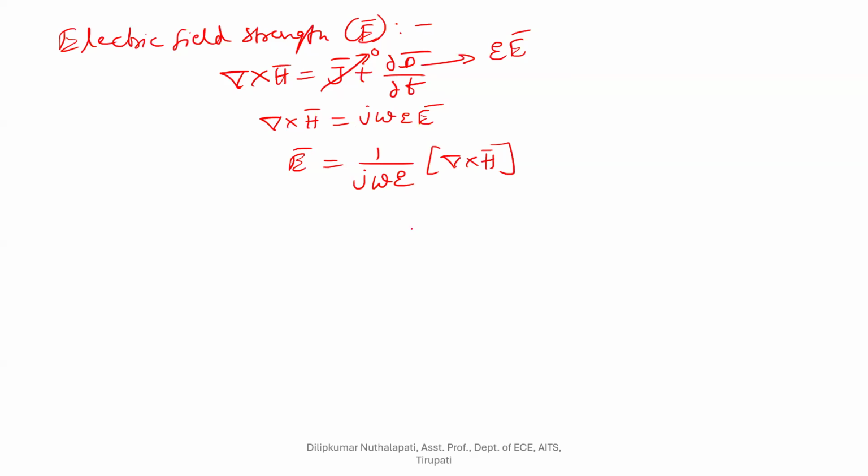Del cross H bar is equal to J bar plus dou D bar by dou t. Here we make the current density J bar 0, and replace dou by dou t with j omega epsilon in the frequency domain. Then we obtain this equation.